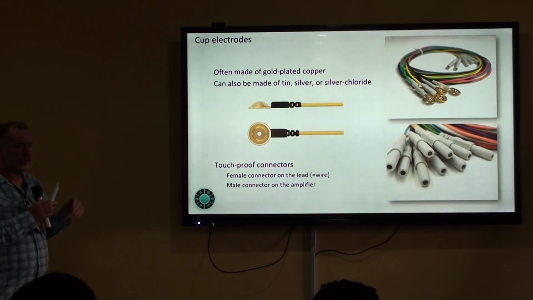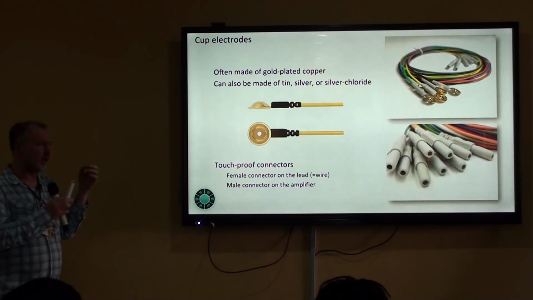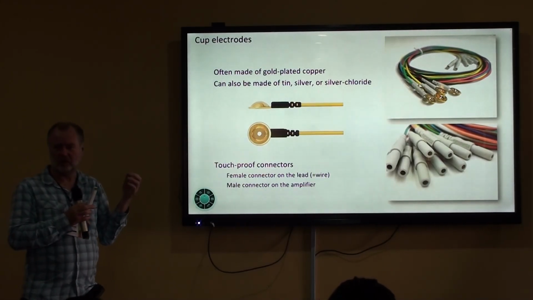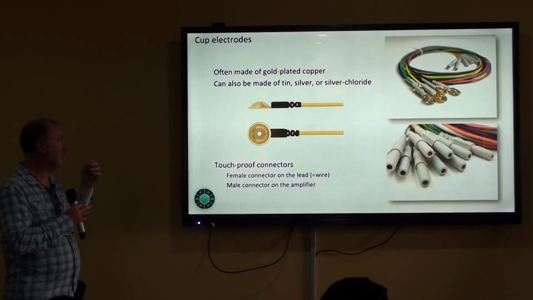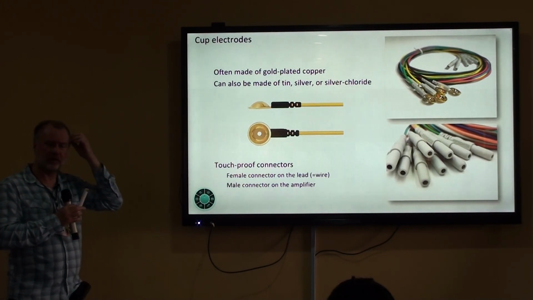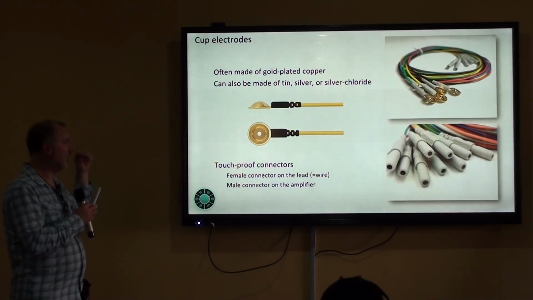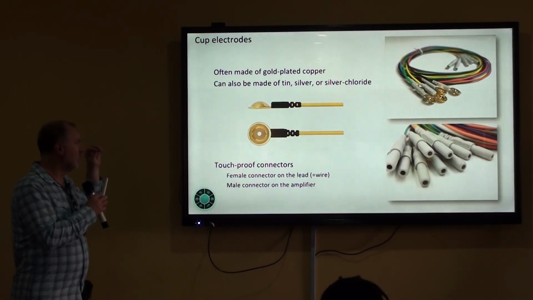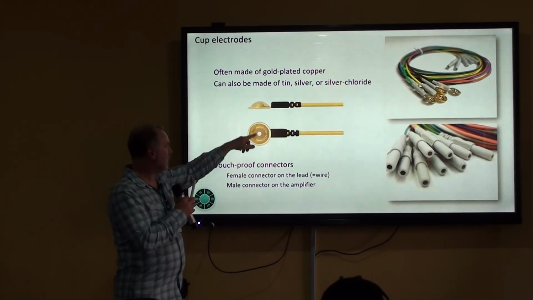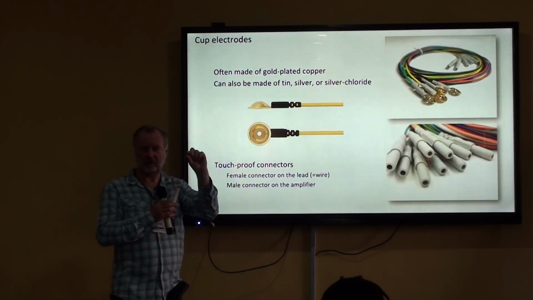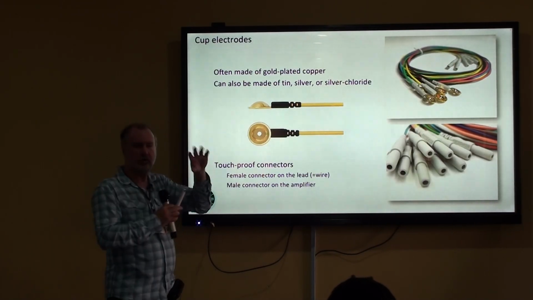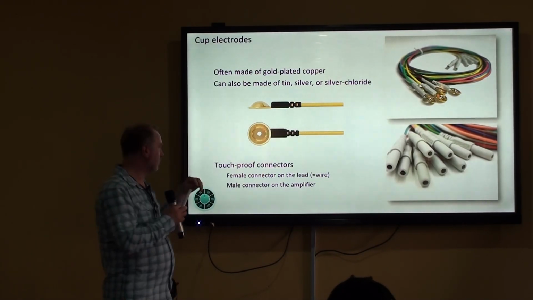Cup electrodes can also be made of tin. Nowadays that's hardly ever used anymore, but in the past tin was a common electrode, or silver chloride. And I'm going to come back to the silver chloride because that's nowadays the most used electrode. These cup electrodes have a small hole. They're like this big. I will show them later, or you can look at them later.